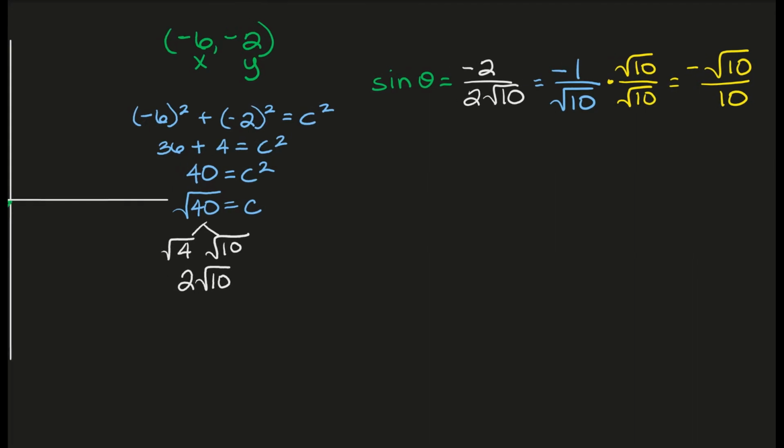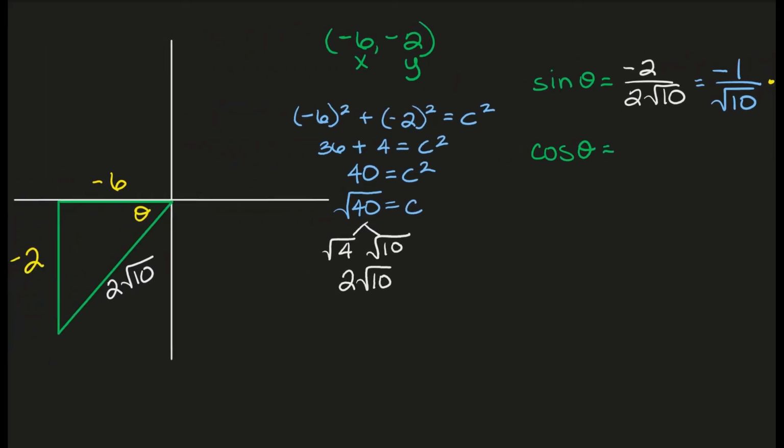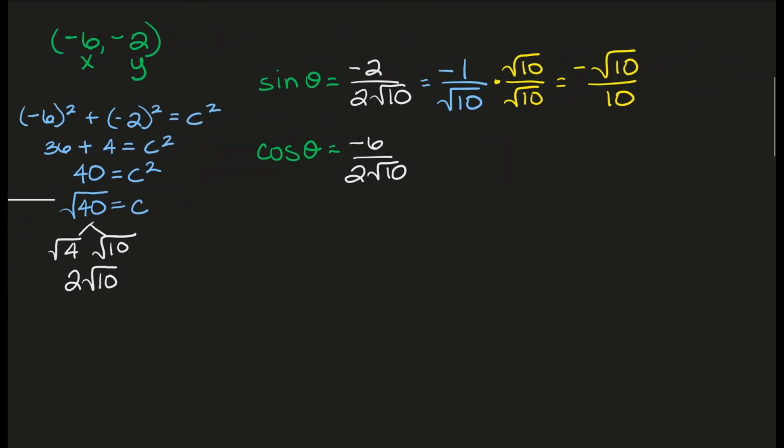My next one is going to be cosine theta. If I come back to my triangle, cosine is adjacent, that's -6, over the hypotenuse, 2 root 10. So this would be -6 over 2 root 10. Again, we're going to have to do some simplifying. Negative 6 over 2 is negative 3. So this is negative 3 over the square root of 10.